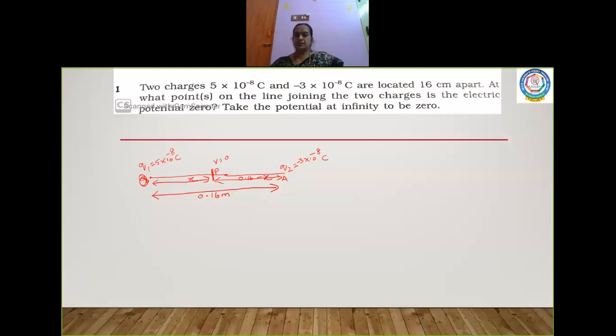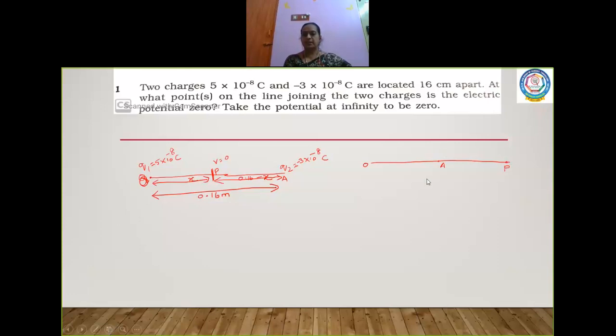Another possibility is also there, children. Again, I will take the same charges. Here it is O and here it is A. Now this point P may be on this side also. Yes or no? In the first diagram, I have drawn it in such a way that P is between Q1 and Q2. But here I have taken P to be in this position.